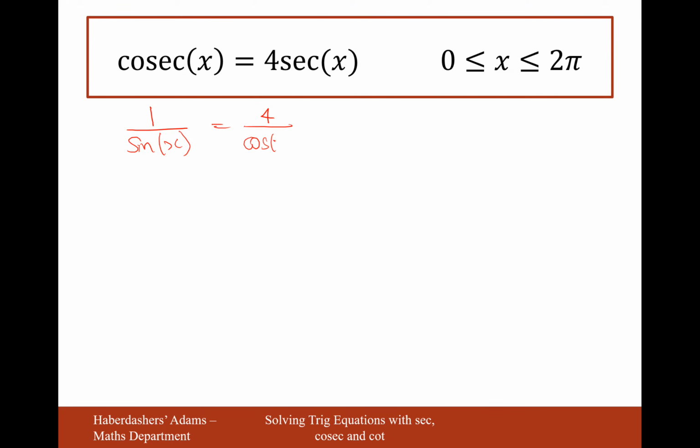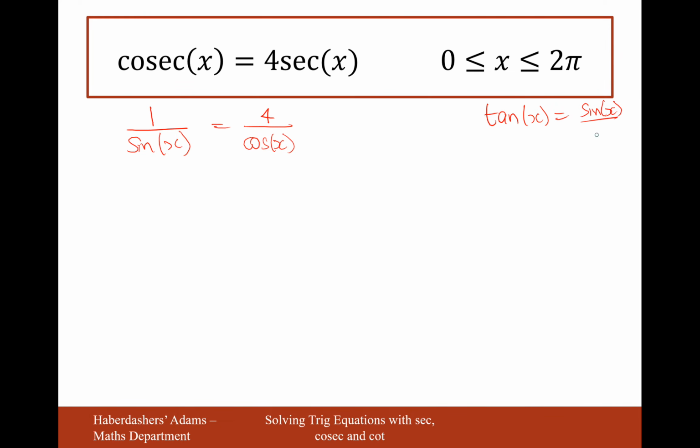Make sure you're not making that silly mistake of writing 1 over 4 cos, because it's 4 times sec, 4 times 1 over cos. So it's 4 times the 1 on the top, and cos will be on the bottom, so it'll be 4 over cos. Now in this question what we're looking for is to somehow create tan, and remember that tan is equal to sine over cos.